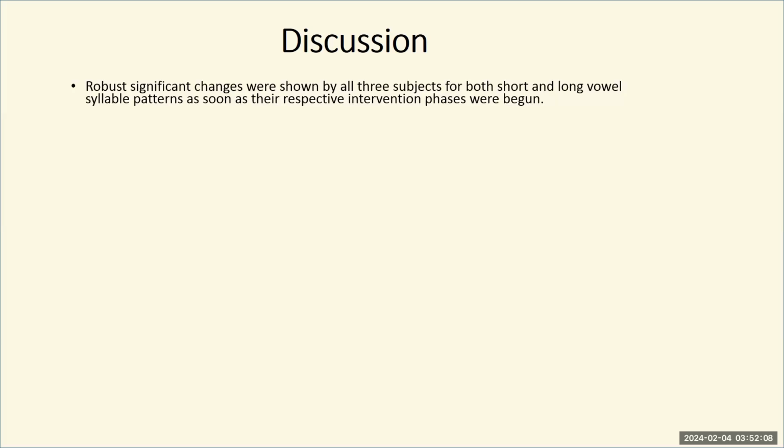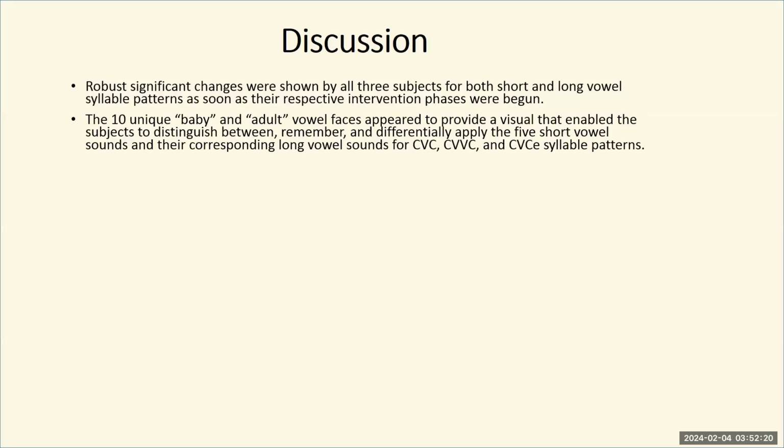Robust significant changes by all 3 subjects for both short and long vowel patterns occurred as soon as their respective intervention phases were initiated, just as you would hope. The 10 unique baby and adult vowel faces appeared to provide a visual that enabled the subjects to distinguish between, remember, and differentially apply the 5 short vowel sounds and their corresponding long vowel sounds to the CVC, CVVC, and CVCE syllable patterns.